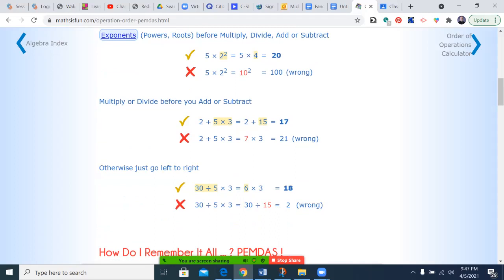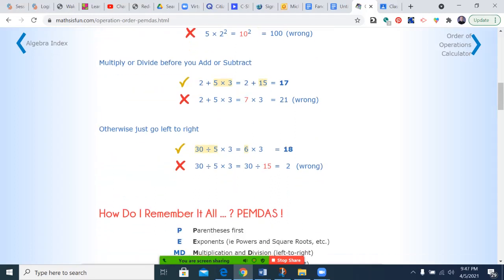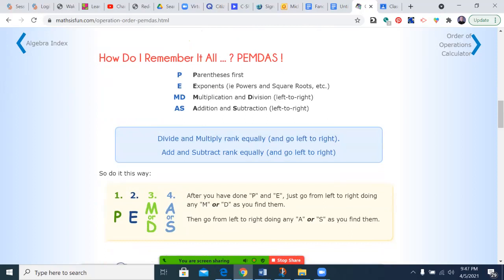Now we go multiplying and dividing, and that's always left to right. And one is not more influential than the other. So as we go across here, we multiply first, so we get the 15. 2 plus 15 is 17. We don't do the adding first, which will give you 7 times 3, which is 21. It gives you a different answer. Then, once you've done that, then you can go ahead and do your adding and subtracting left to right.